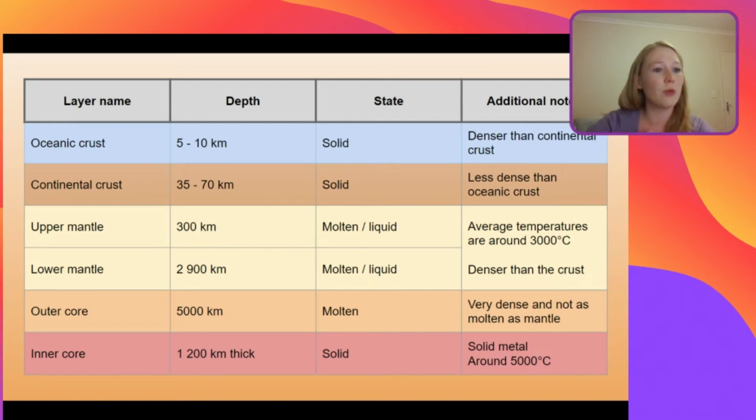We have a separate upper and lower mantle, but for now we're just going to view it as a single layer. So that's the thickest part of the Earth.